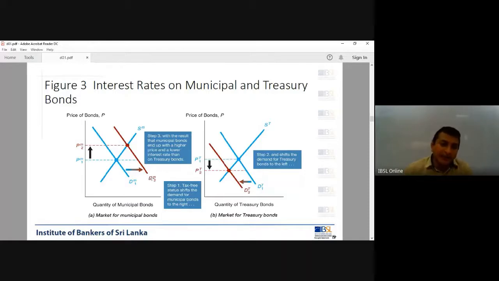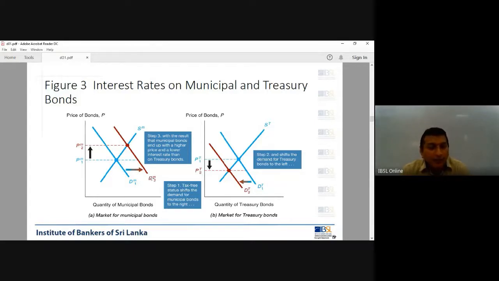In the left chart, you are seeing the market for municipal bonds, and in the right chart, you are seeing the market for treasury bonds. So what you are simply seeing here is the tax-free status given to municipal bonds. Okay, so when the municipal bonds become tax-free, you can see here the municipal bond demand M that you are seeing in the left chart on your screen gets shifted to the right. As a result, demand for municipal bonds increases. When the demand increases, and there's no change to the supply, you see the prices increase. That's why PM2 from PM1.